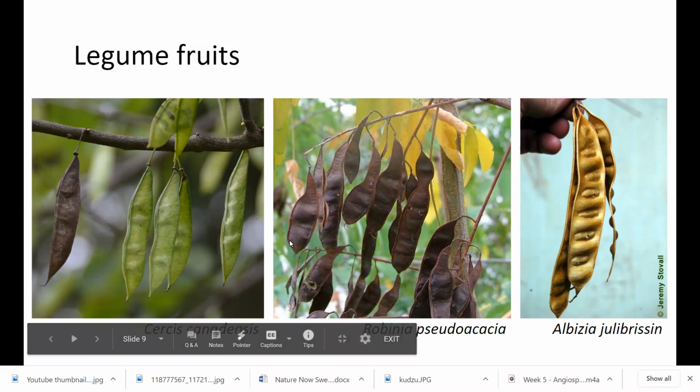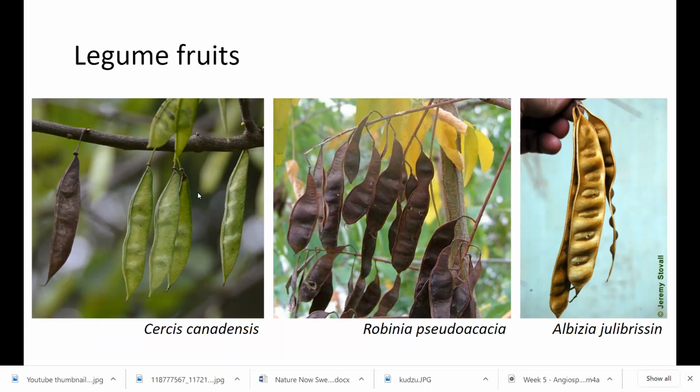Robinia pseudoacacia has kind of a rounded fruit base, so these legumes are a bit rounded on the bottom, rather than Cercis canadensis, which tapers into a point on both sides of the fruit. So that's a really important identifying key now that you've learned both of those species.